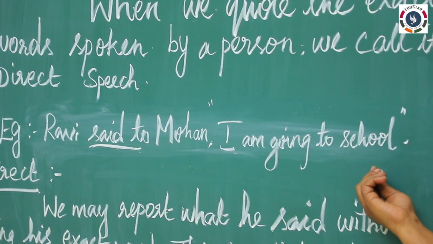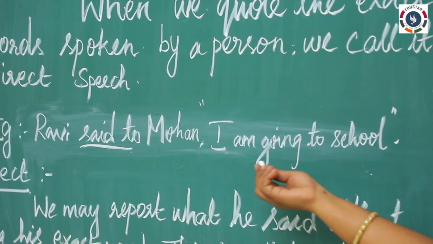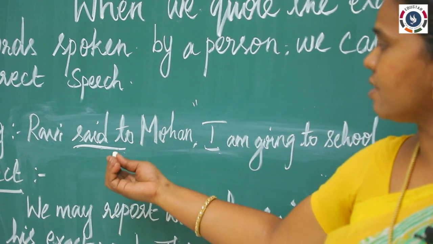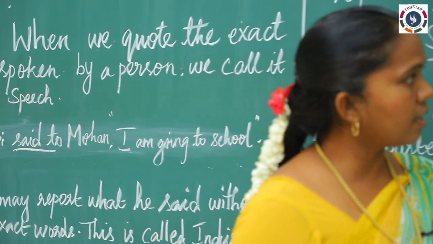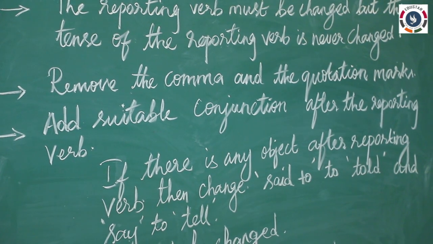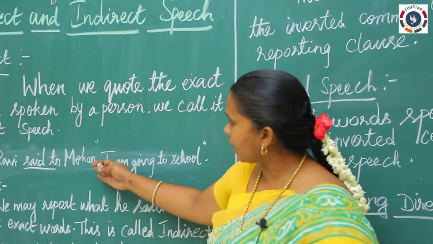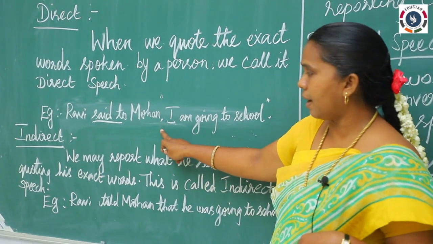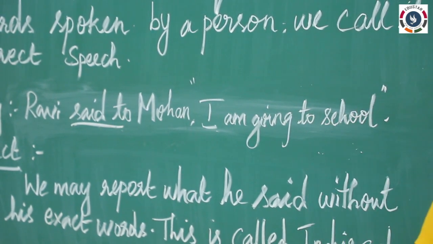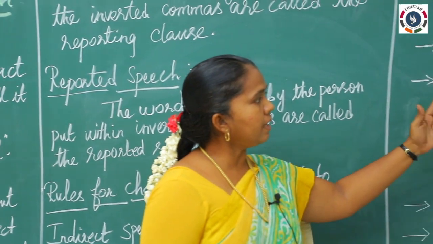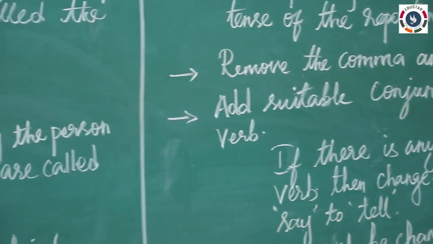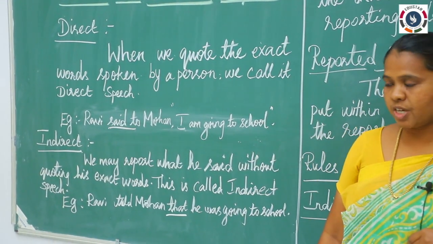So this is assertive sentence. I am going to school. This is assertive sentence, and according to this reporting verb must be changed. And the third point is remove the comma and the quotation marks. So here when we are moving to the third point, this comma and the quotation mark must be removed. And the fourth point is add suitable conjunction after the reporting verb. So here we have added that as a conjunction.